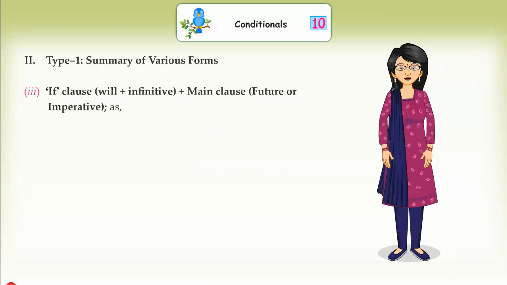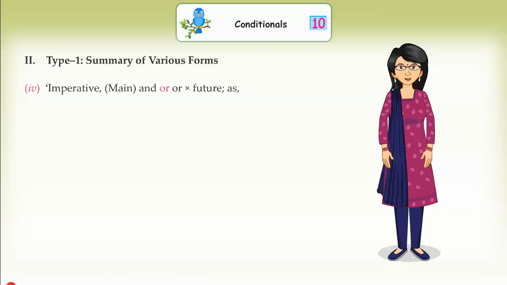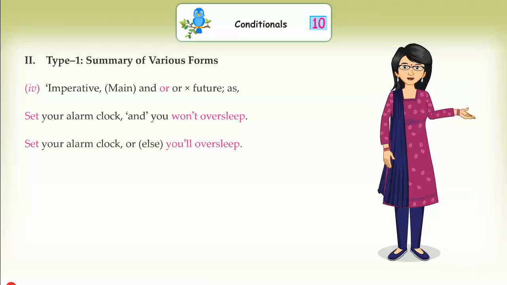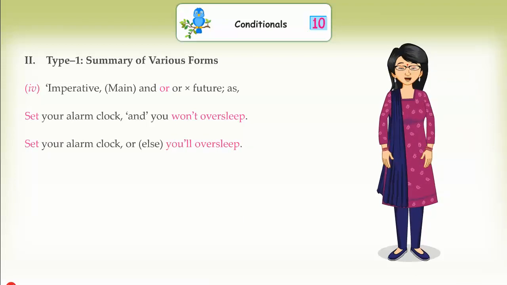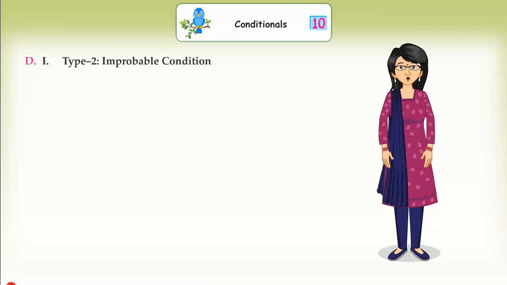Third, if clause will plus infinitive, main clause future or imperative, as: if you'll cook the dinner, I'll do the washing up afterwards. If he will do the work quickly, give him the contract. Will equals to be willing. Fourth, imperative mean and or into future, as: set your alarm clock and you won't oversleep. Set your alarm clock or else you will oversleep. D. First, type 2, improbable condition.